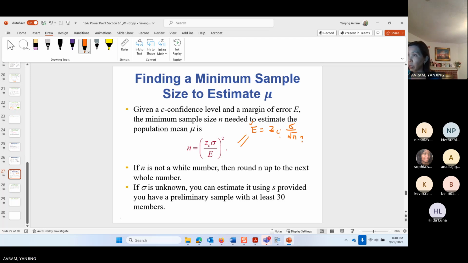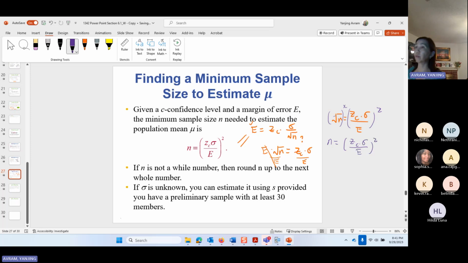If I multiply both sides by square root of n, I will have z sub c times sigma. Then I divide both sides by E, and this cancels out. I will have square root of n equal to z sub c times sigma over E. If I want to solve for n, I have to square both sides, and the square root and square cancel out. So that's why I have n equal to z sub c times sigma over E, squared.